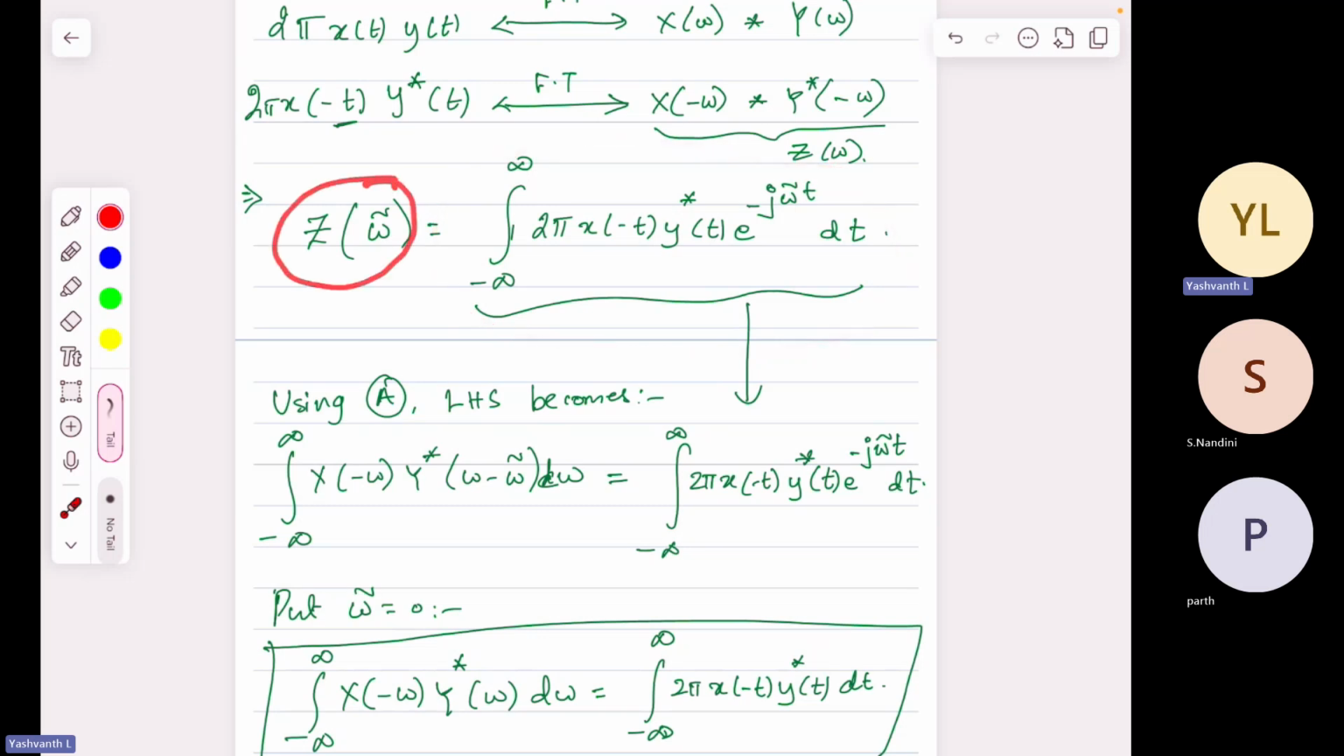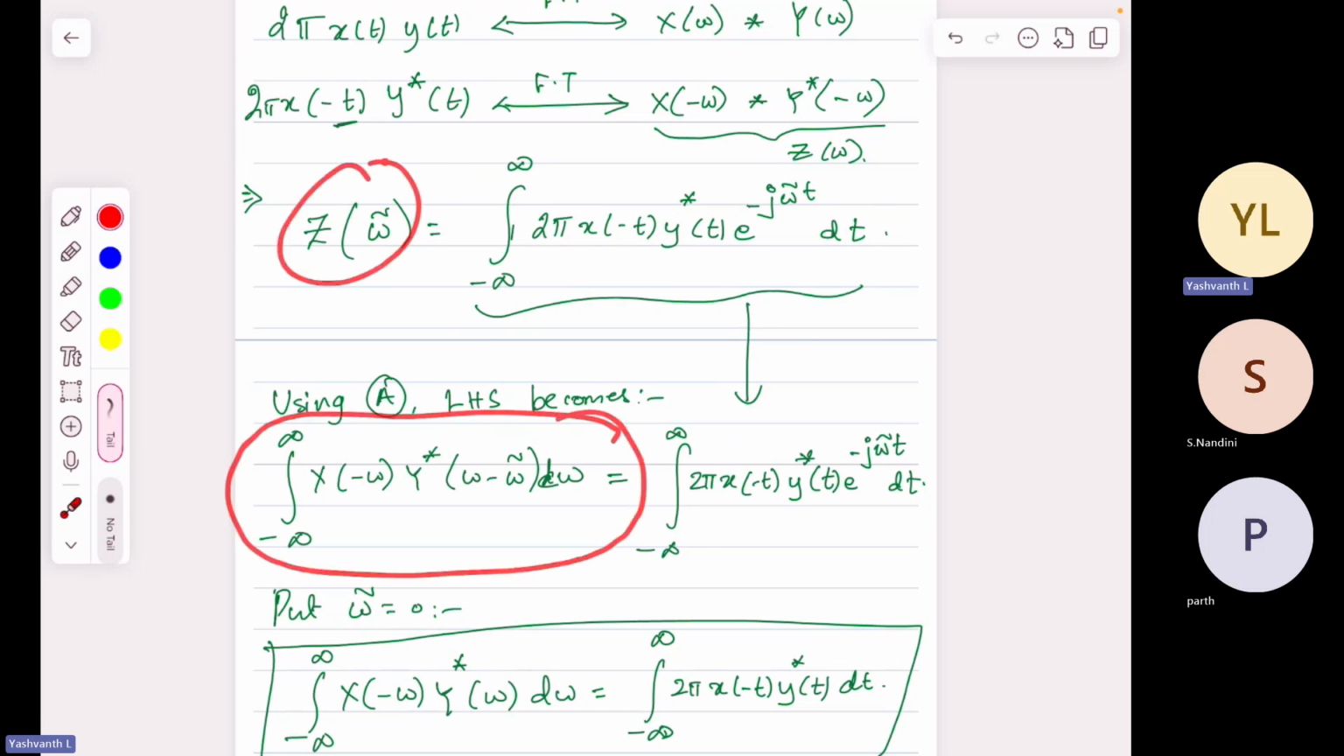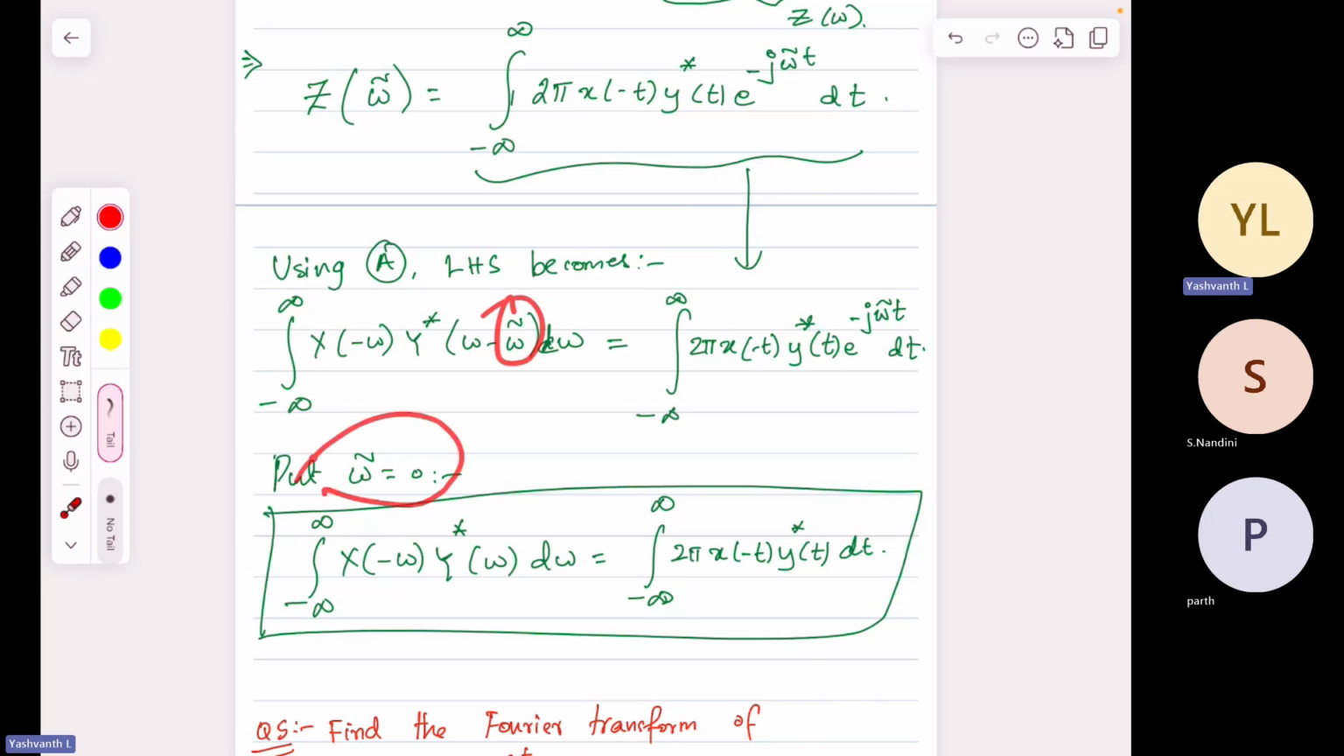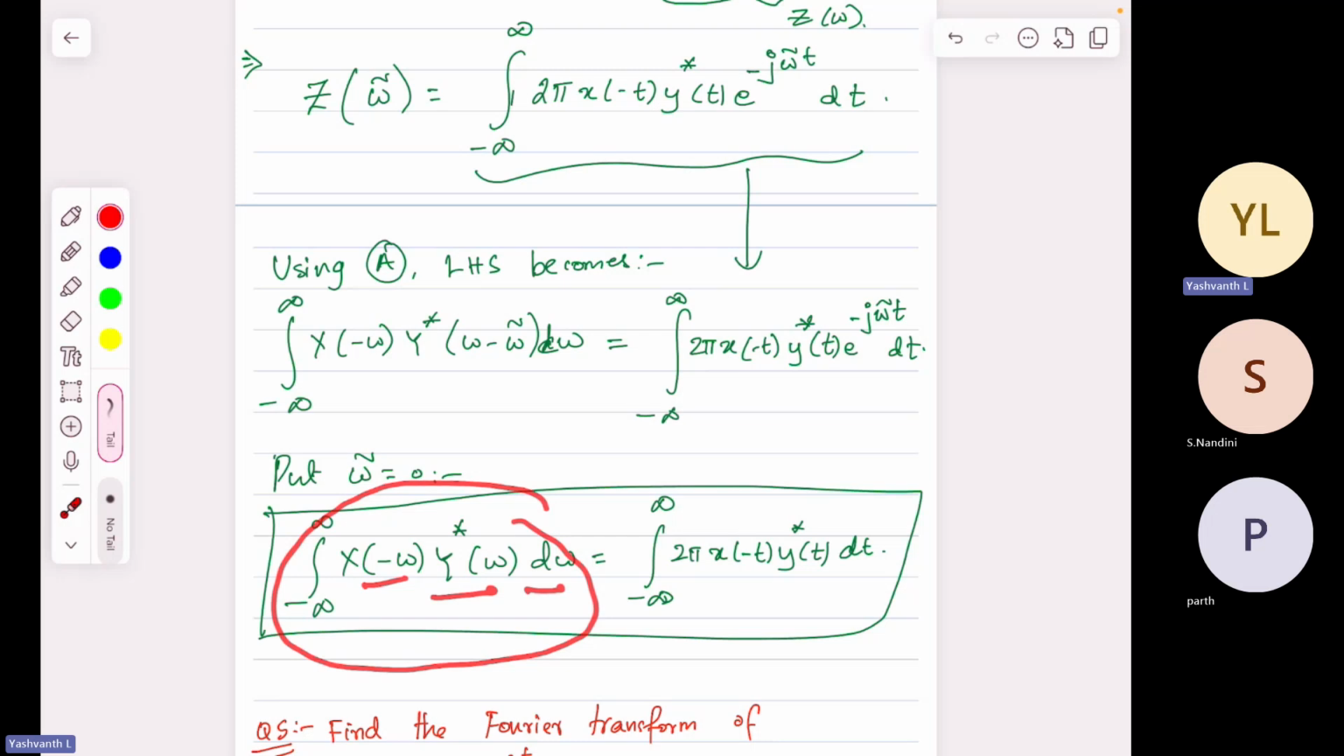But Z of omega tilde itself is the convolution of X of minus omega and Y conjugate of minus omega. Therefore, again put that expression here. Now put omega tilde equal to 0 on both sides. You will get this expression, and this is what you wanted. So this integral, X of minus omega Y conjugate of omega d omega, can be evaluated in terms of x of t and y of t as the integral of 2 pi into x of minus t into y conjugate of t dt.